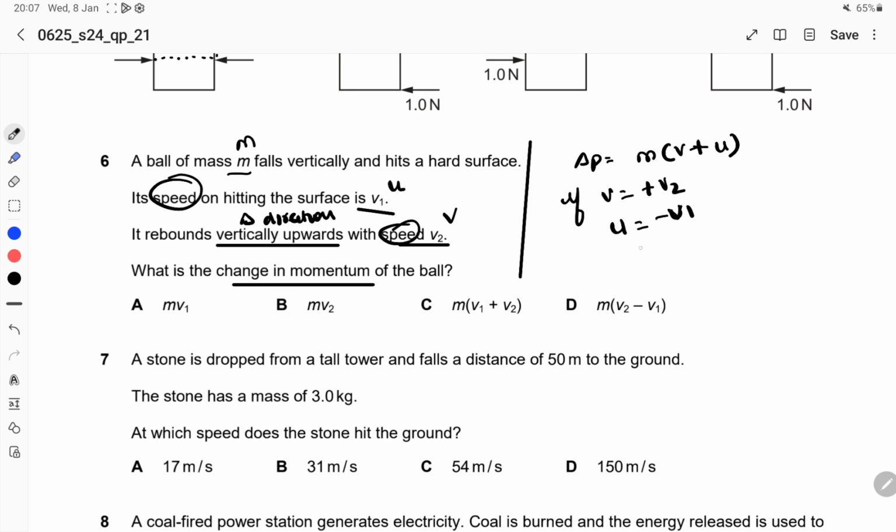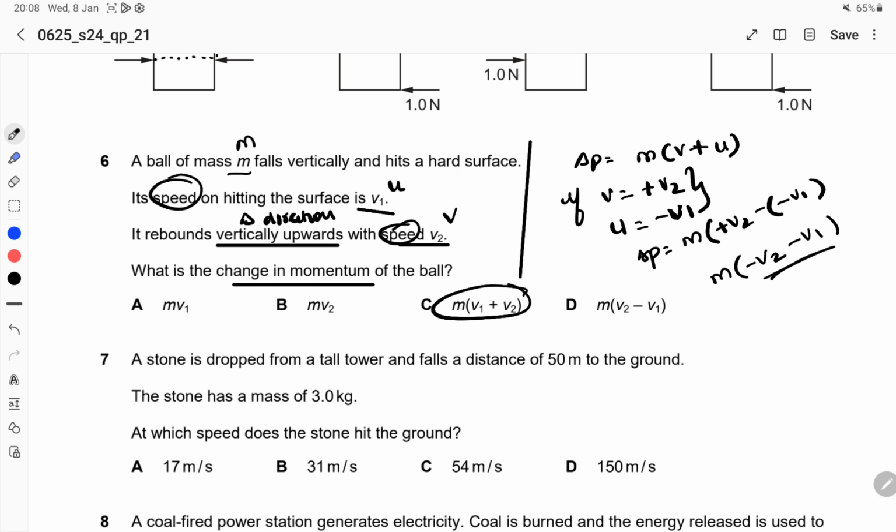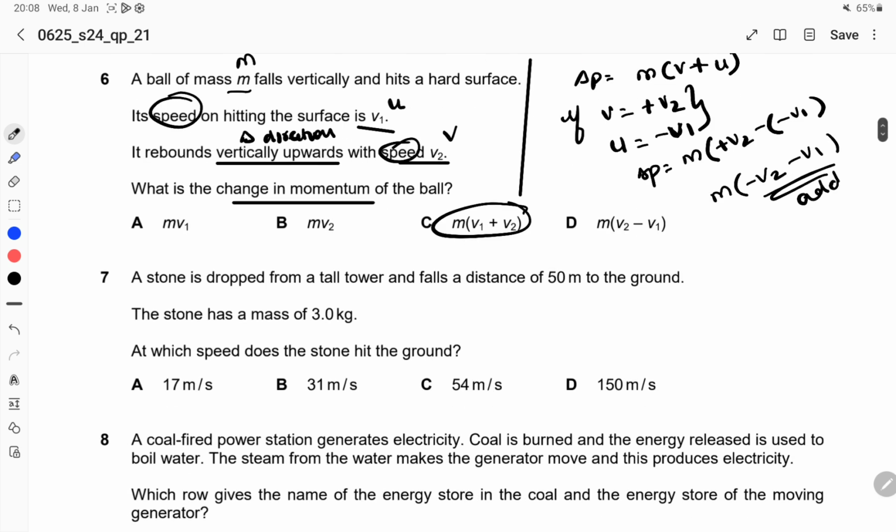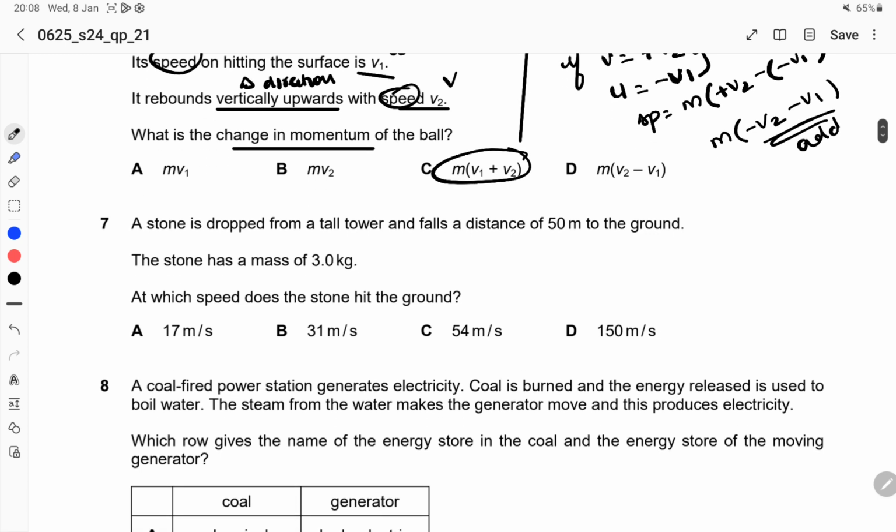Which means your change in momentum will be m times v, which is plus v2, minus of minus v1, which turns out to be option C. You get the same answer if you reverse the sign. You will get m times minus v2 minus v1. See, again you are adding the velocities. Are we clear? Chalo, let's move on to the 7th question.